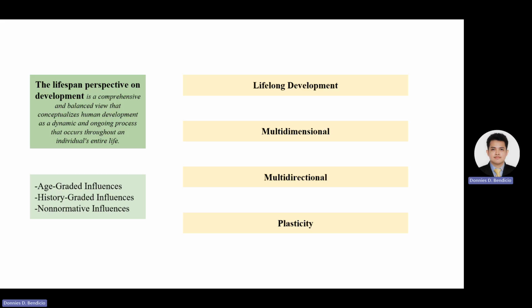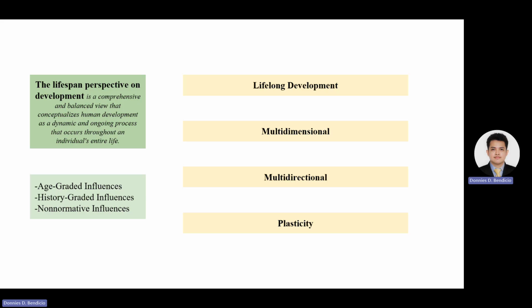History-graded influences are unique to a particular historical era and affect people who live during that time. For example, the impact of events like World War II, the civil rights movement, or the advent of the internet can shape the experiences and development of individuals who live through these periods.